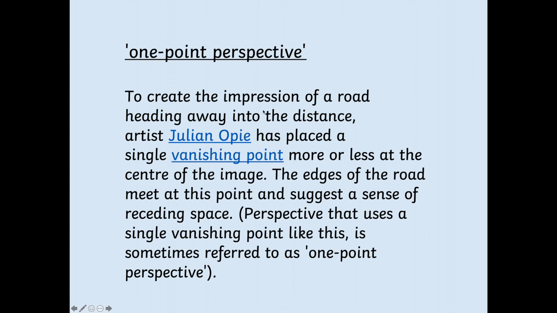One point perspective, which is what most of you will be focusing on today. So to create the impression of a road heading away into the distance, artist Julian Opie has placed a single vanishing point more or less at the centre of the image. And all of the lines, all of the drawing goes towards that point. The edges of the road meet at that point, and it suggests a sense of receding space.